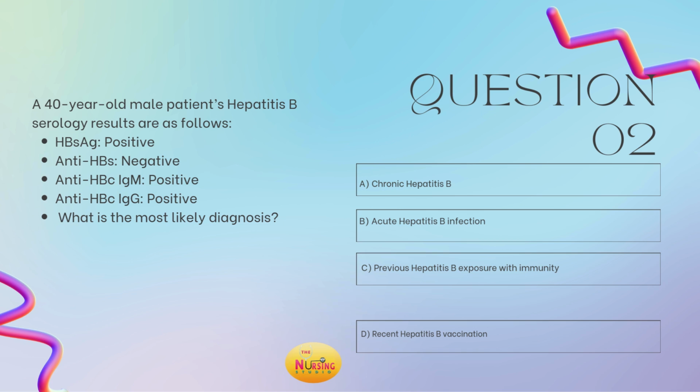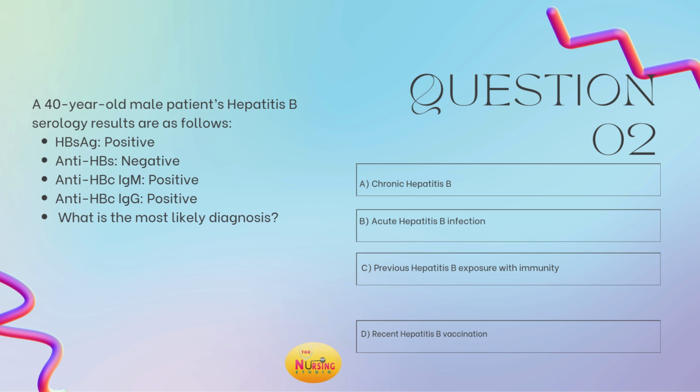So again, the HBsAg is positive. Like I told you, the surface antigen lets us know if they actively have the infection or not. So it's positive, so they got the infection, right? Anti-HBs is negative, so we don't have our antibodies. Anti-HBc is positive, your core. Typically, you're going to see one or the other. The IgM is going to be positive or the IgG is going to be positive, right? IgM being acute, IgG being chronic, right?